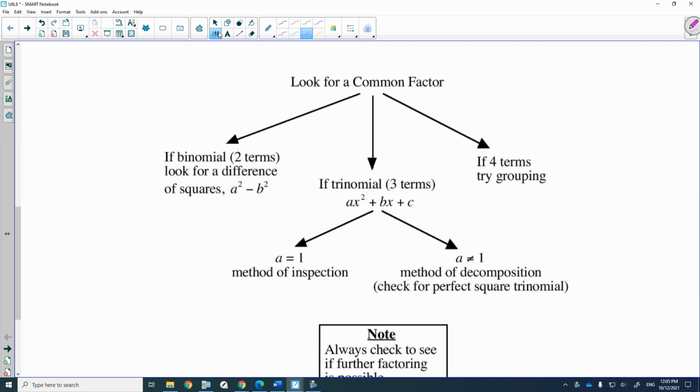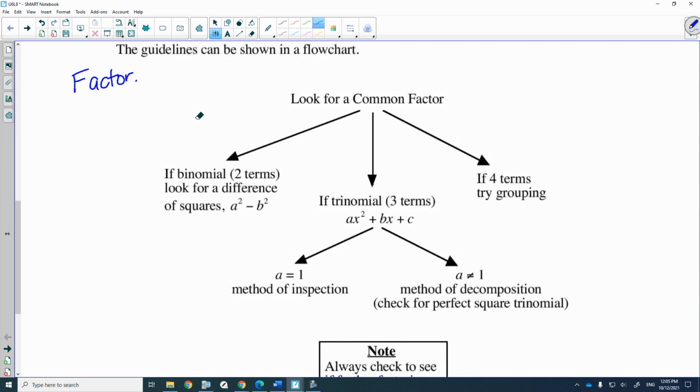So when you get a question, remember that all of your questions will simply say factor. That's all they're going to say. They're not going to tell you the method of factoring: GCF, difference of squares, inspection, decomposition. It's just going to say factor. If you are told to factor, the very first thing you do is you look for a GCF, always. Okay? So before you do any type of factoring, you always say to yourself, is there a GCF?